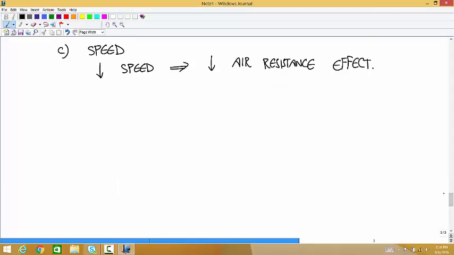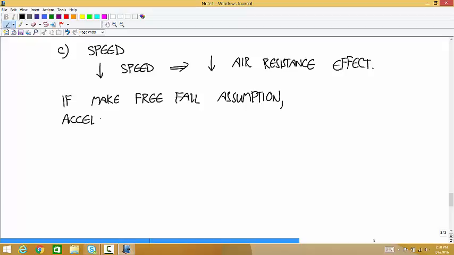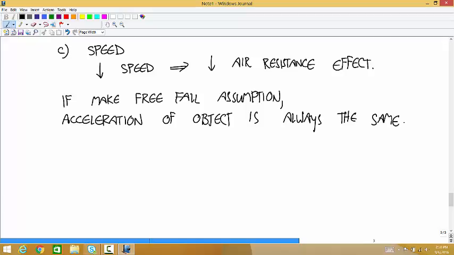And so if you can assume, if you make the free fall assumption, then the acceleration of an object in free fall is always the same no matter what it's doing. It's always the same: 9.81 meters per second squared down. That's on Earth, but all our problems are going to assume we're near the surface of the Earth.